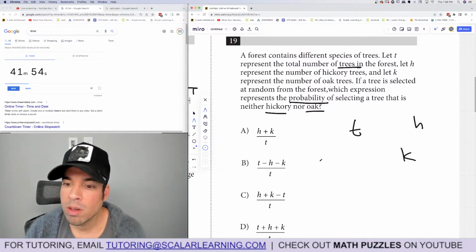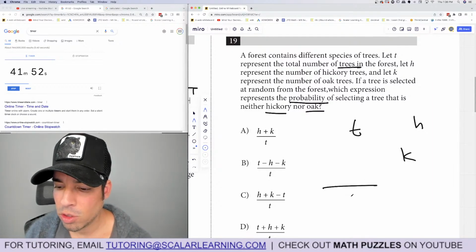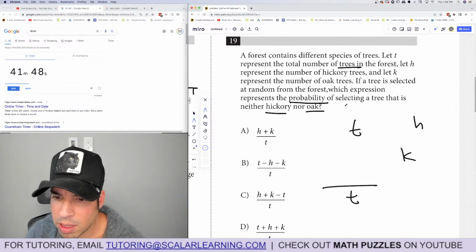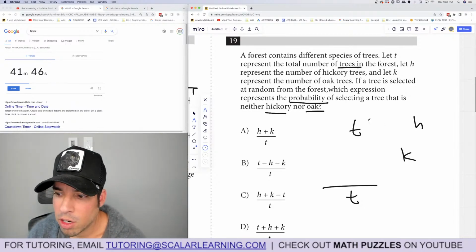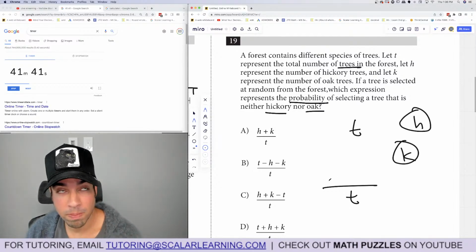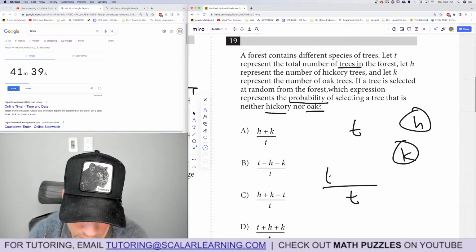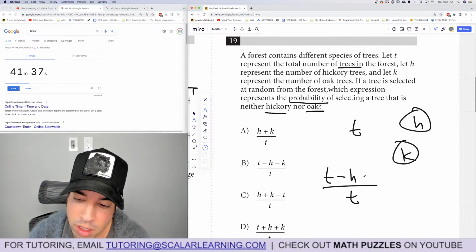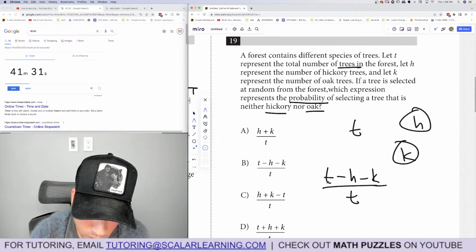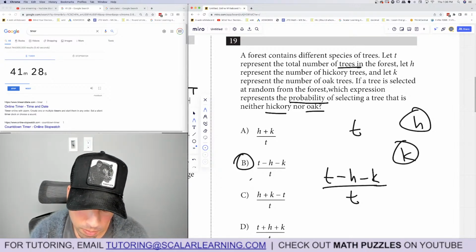Okay. So we're out of the total, and they're all out of T. What's the probability that it's neither hickory nor oak? So we want the non-hickory or oak tree. So we take the total and we'd subtract both the hickory and the oak trees. And this would be all the other trees out of the total. T minus H minus K, so it's B.